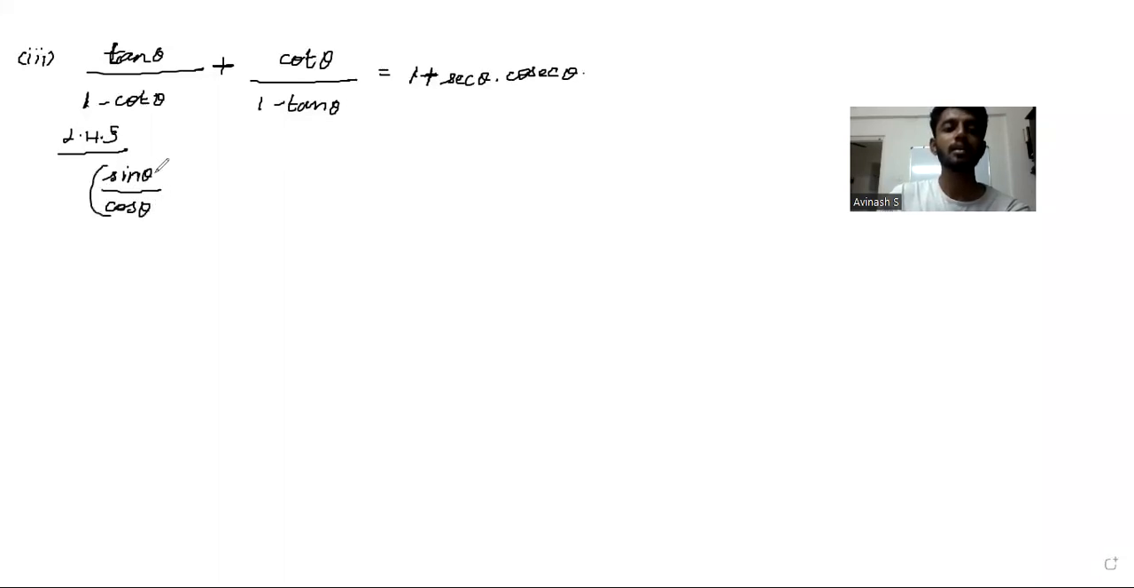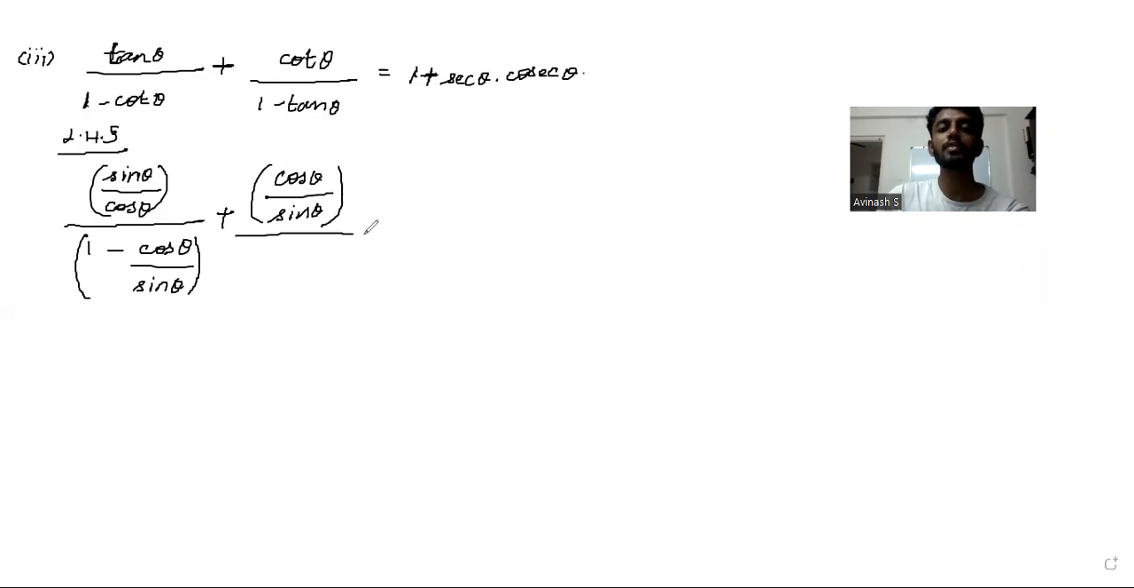And in the denominator, we have 1 minus cot theta. Now this cot theta can be written as cos theta divided by sine theta. So I'm converting everything in terms of sine and cos. So this is how we get it. Now we have another term, cot theta in the numerator, which is nothing but cos theta divided by sine theta. And in the denominator, we have 1 minus tan theta, which is sine theta divided by cos theta. So this is how we do.